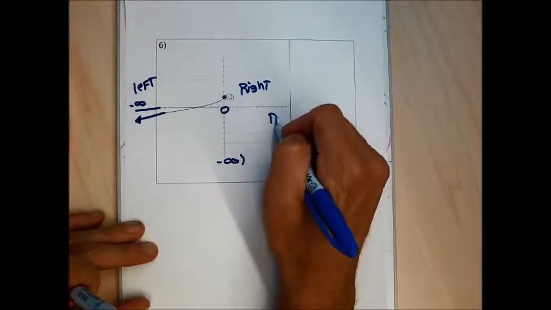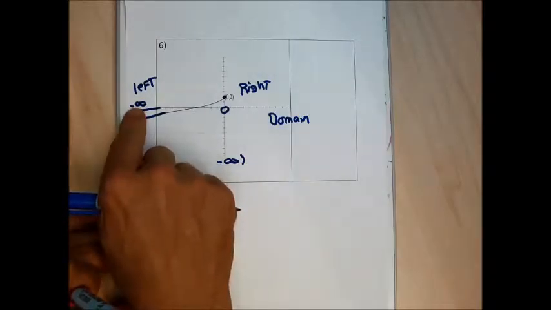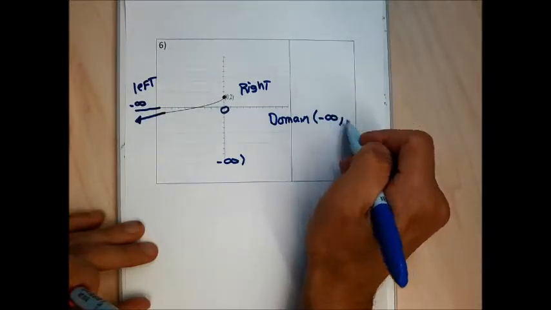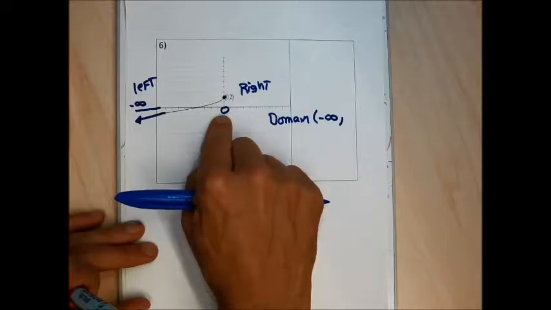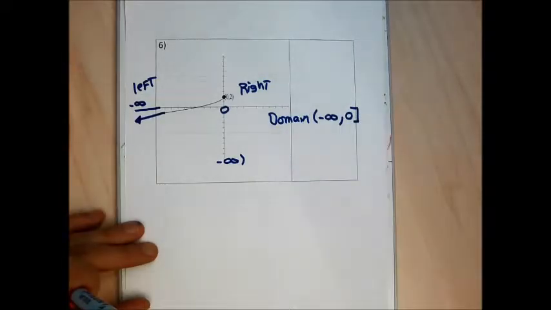And for the domain, I read from left to right in x-coordinates. So for the domain of this graph, the x-coordinate of the far left edge of this graph is -infinity. Infinities always get round brackets. The right edge of this graph has an x-coordinate of 0, and points on the graph get square brackets.